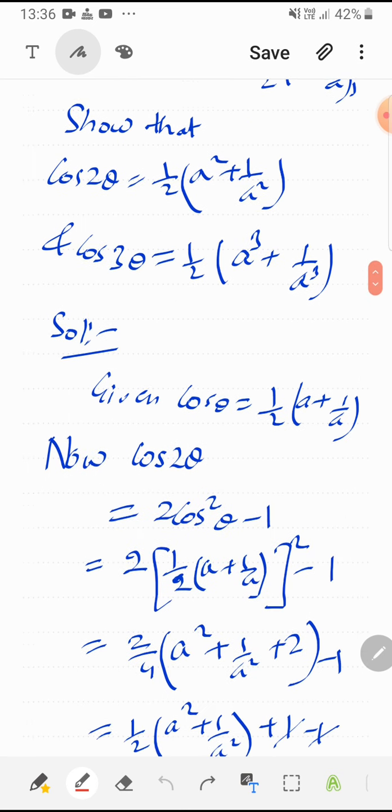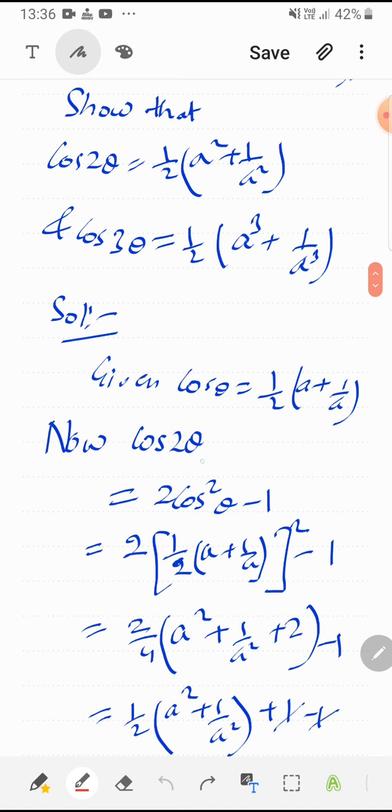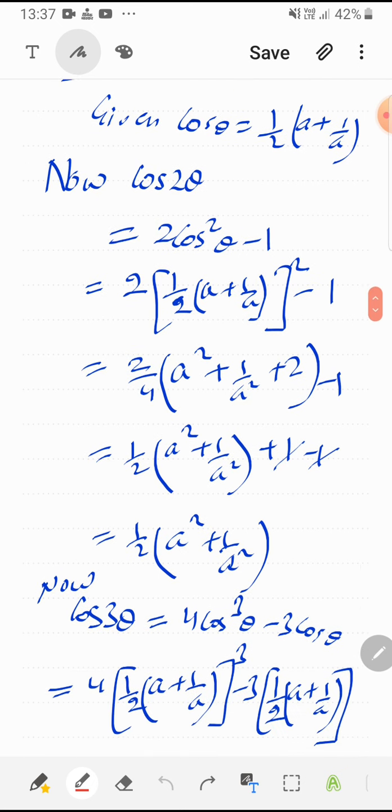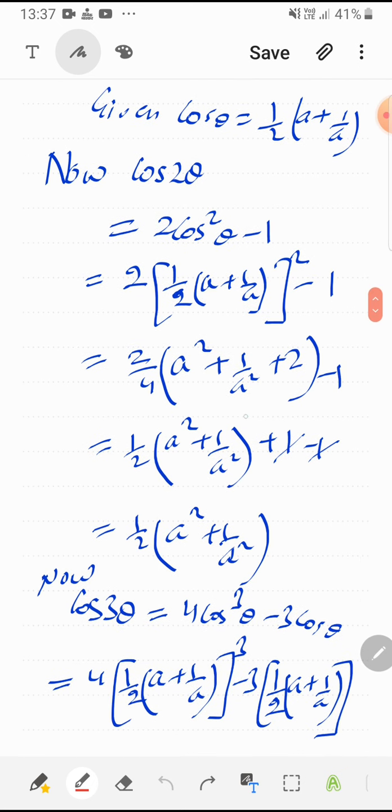So it's a very straightforward question. Cos theta is given, so we will apply cos 2 theta as 2 cos square theta minus 1. Now proper bracketing should be paid very much attention. So it is 2 in bracket start, 1 by 2 into bracket a plus 1 by a, bracket close, whole square, minus 1. So we will open the whole square formula, and after simplification we will get the required result for cos 2 theta.